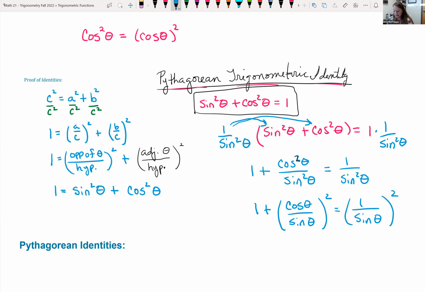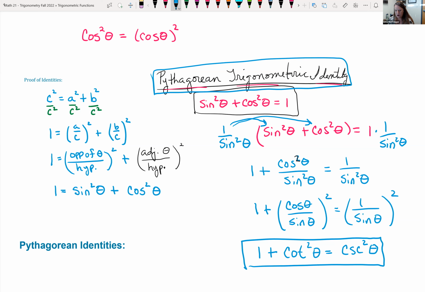So cosine over sine, that one is cotangent. So this is the same thing as 1 plus cotangent squared theta equals 1 over sine theta squared. That's the same thing as the reciprocal function cosecant theta. So this is equal to cosecant squared theta. So this is another Pythagorean trigonometric identity.